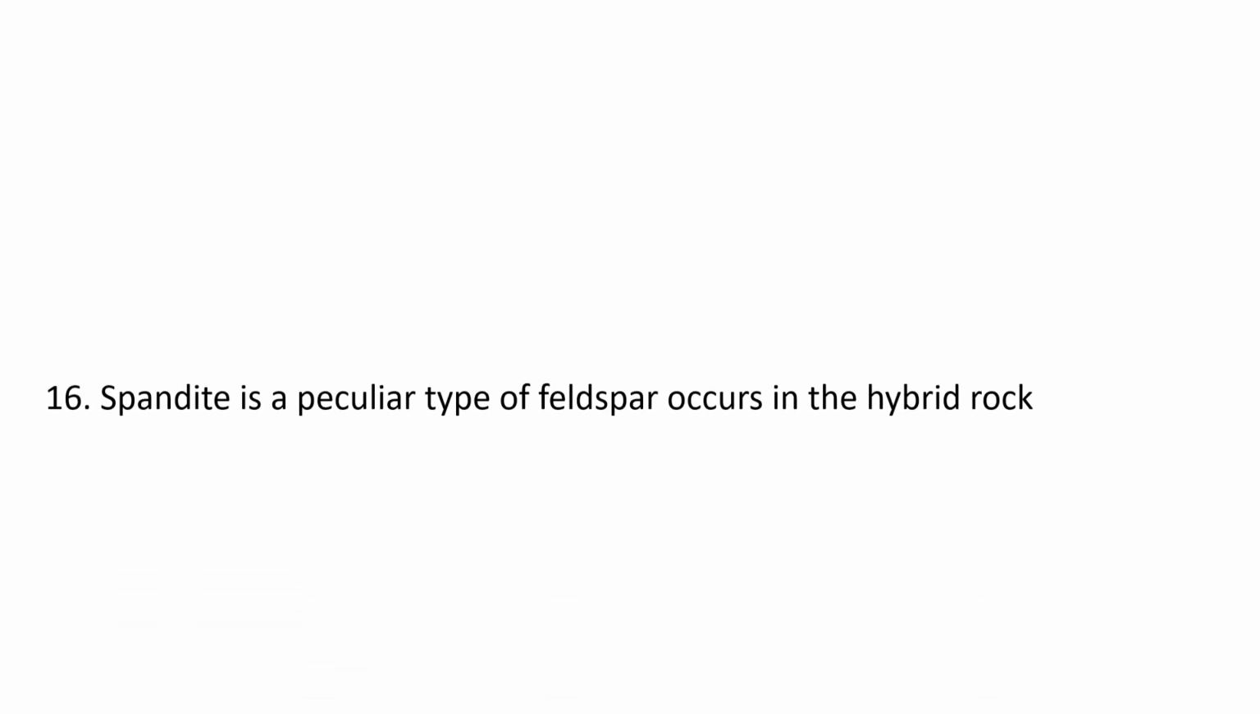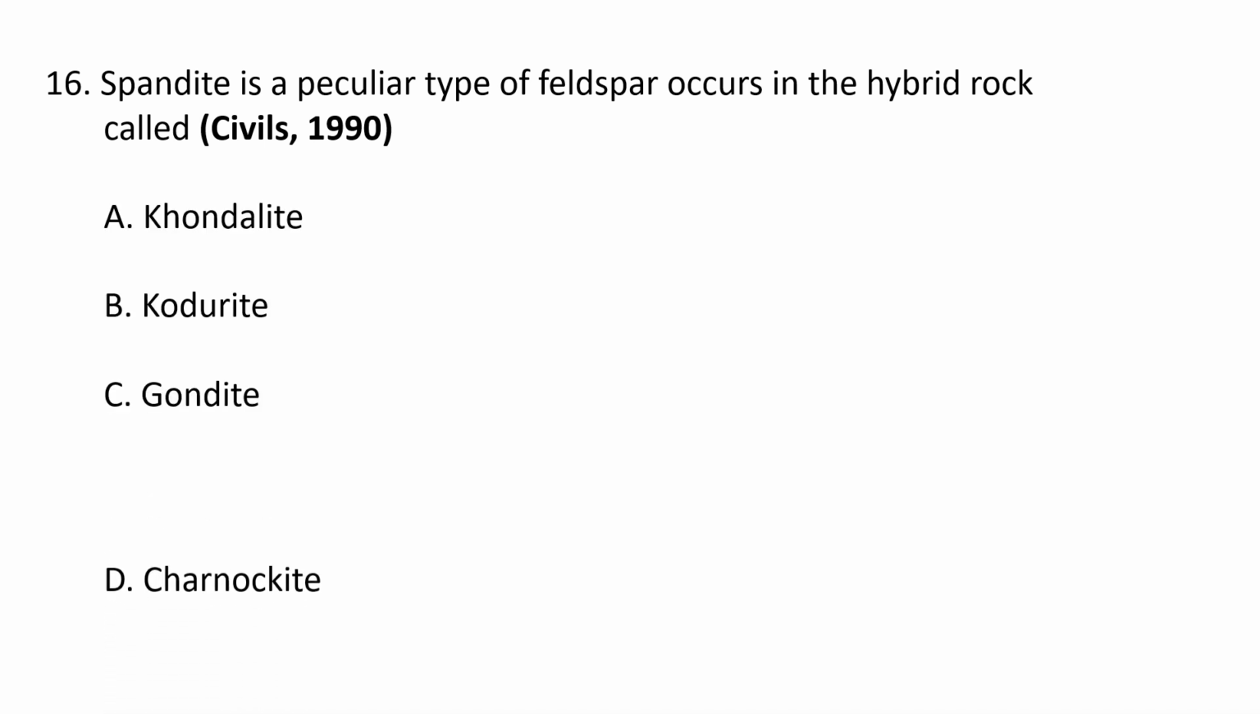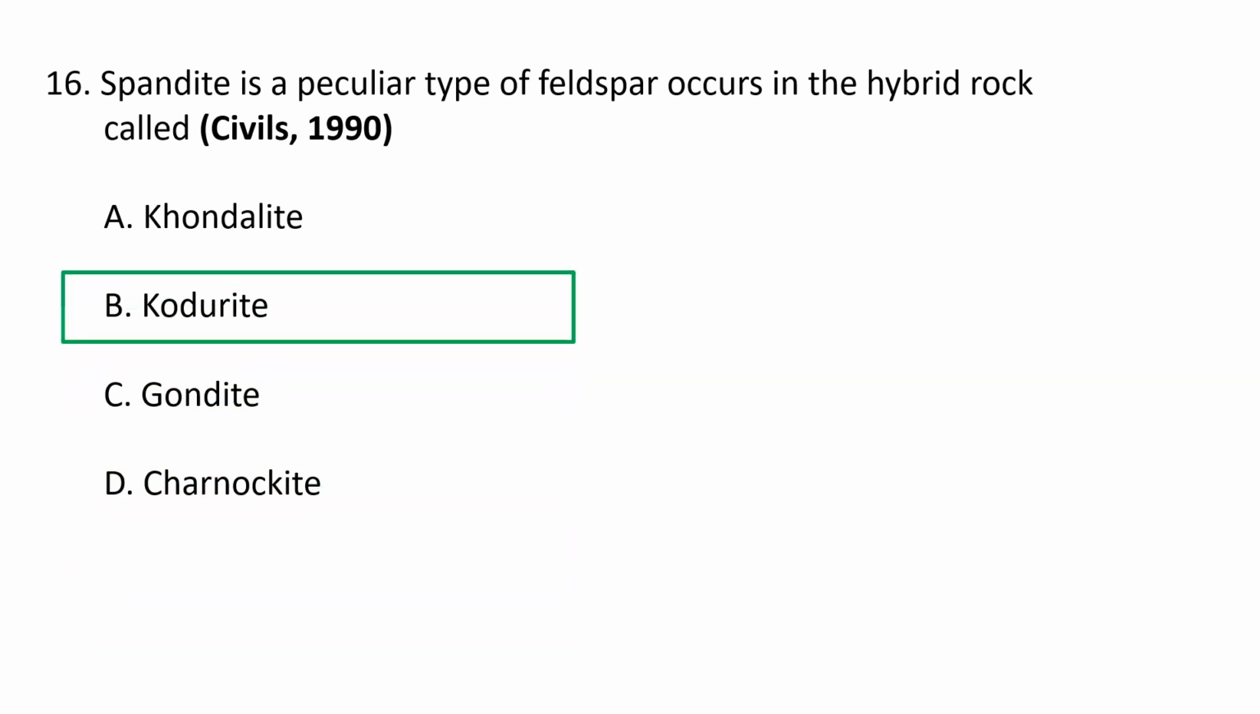Next question. Spandite is a peculiar type of feldspar that occurs in the hybrid rock of: A. Khondalite, B. Cordierite, C. Gondite and D. Charnockites. Correct answer is B, cordierite. In this, spandite, a peculiar type of feldspar, occurs.